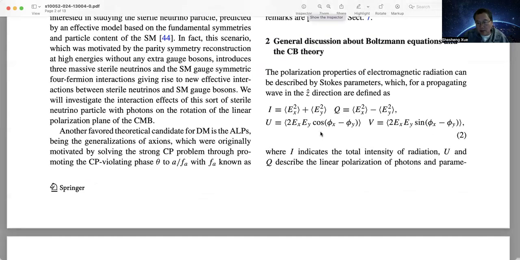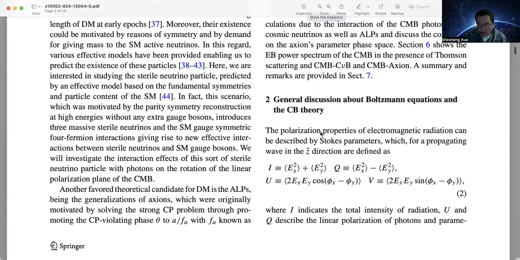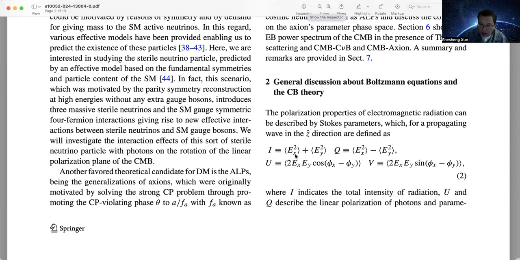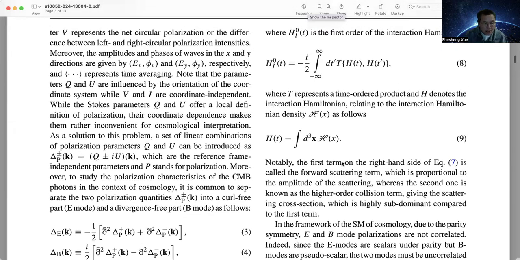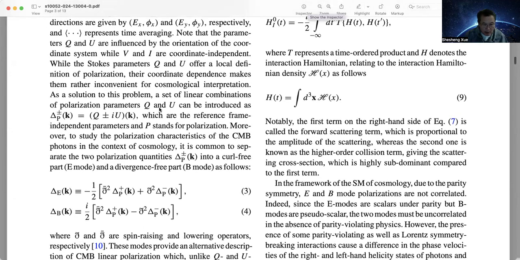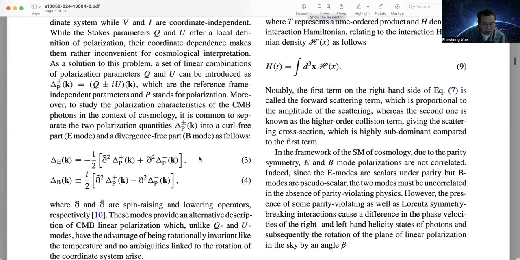Before we go to the microscopic parity-violating interaction of the photon with other particles, we describe the birefringence phenomenon. As usual in the textbook, it is described by the four Stokes parameters: total intensity I, the Q parameter, the U parameter, and circular polarization V, in terms of the linear polarization of the photon field E_x, E_y. Q is a linear polarization, and U is another linear polarization direction. In order to describe this birefringence phenomenon, people introduce the E mode and B mode, which correspond to the linear polarizations Q and U in equations 3 and 4.